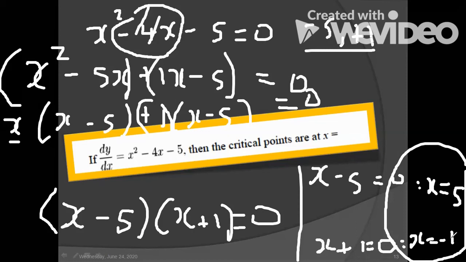Now suppose you want the corresponding y values. You're going to put these two x values separately in the original equation to find the corresponding y values. But because we don't have the original equation here, we'll have to leave it. Alright, so the answer for this is x equals 5 and x equals negative 1. And those are the critical points.